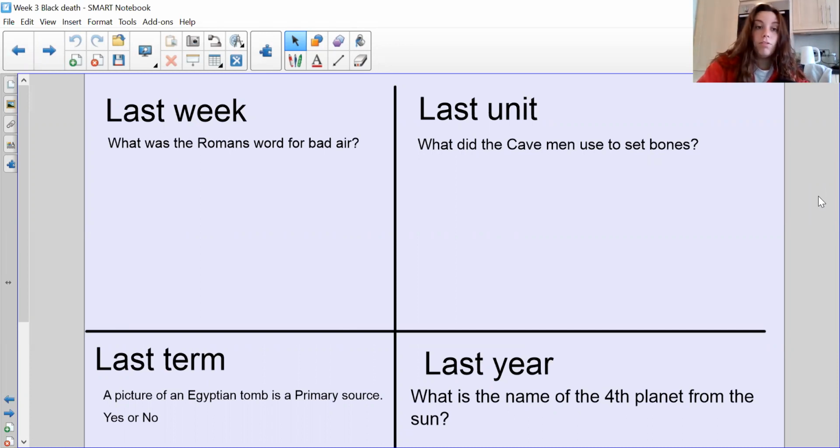So last week, what was the Romans' word for bad air? That was a fancy word for it. Last unit, what did the cavemen use to set bones when they'd broken their bones? A picture of an Egyptian tomb is a primary source, yes or no? And what is the name of the fourth planet from the sun? So you can have a little pause of the video and see if you can answer those, writing down your answers on a piece of scrap paper, and then we will go through them together.